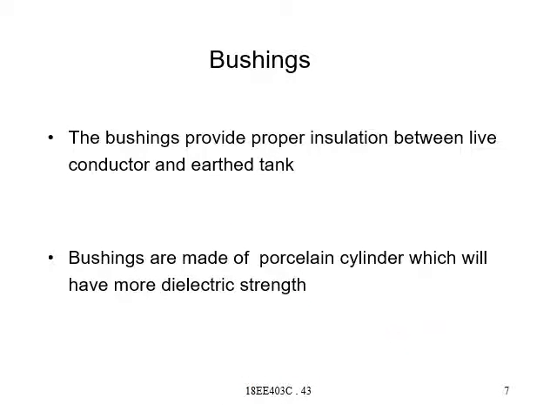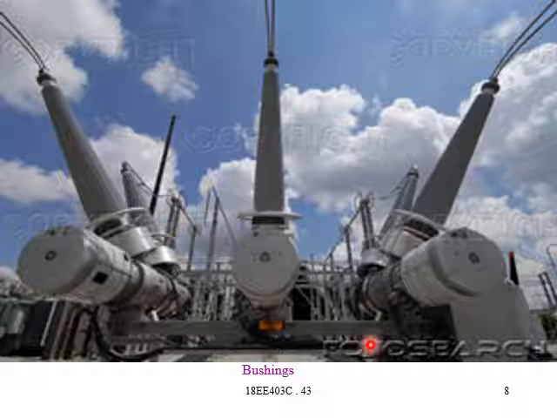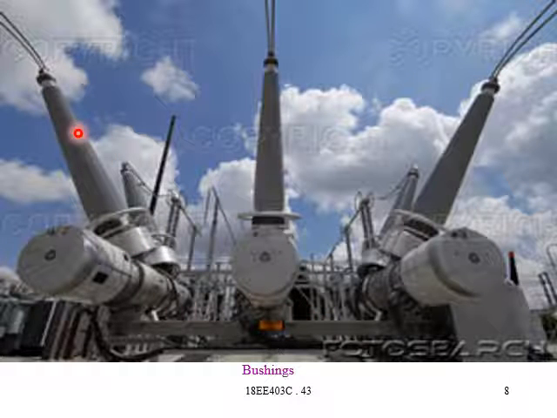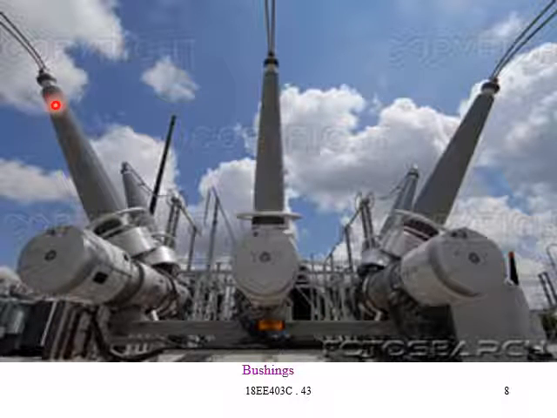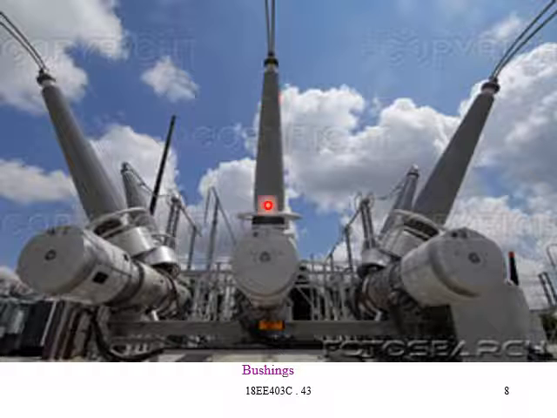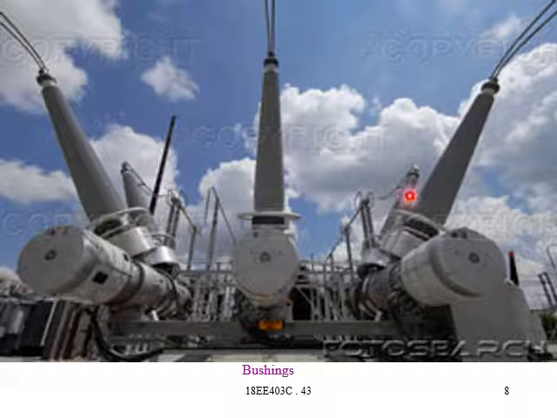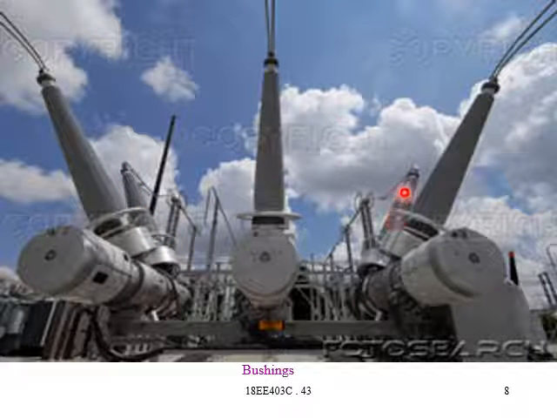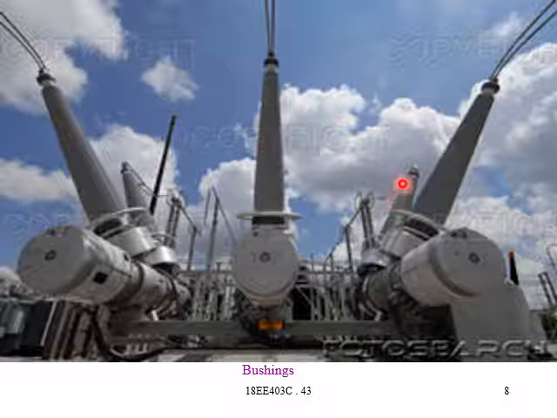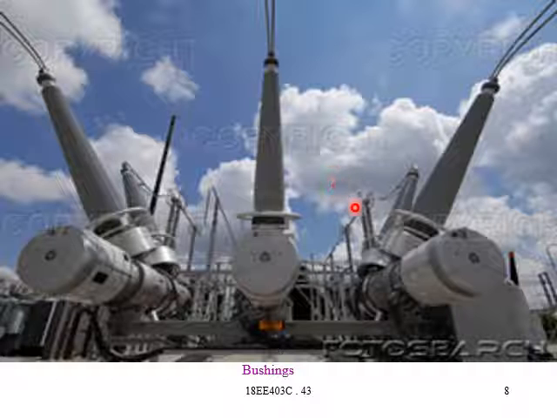Moving on to the next slide. Here you can see the bushings for a large transformer. Since we have three phases, we have three bushings, one for each phase. This will be the primary bushing, and on the other side there are also bushings, which may be secondary. If it is connected to the load, it is called secondary, and if it is connected to the supply, it is called primary.